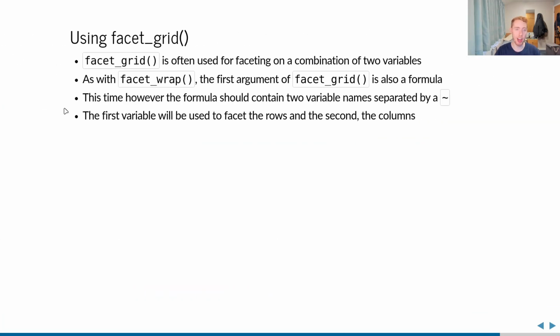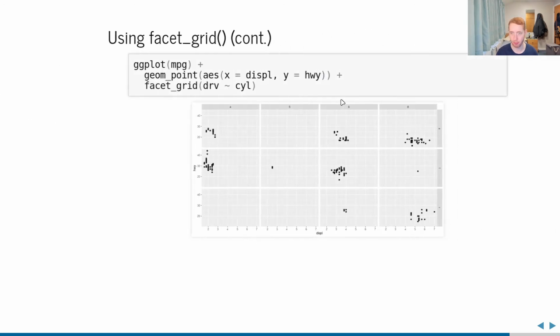Okay, and so the final thing we're going to look at is facet grid. And this allows us to facet with a combination of 2 variables. So facet wrap takes a single variable, whereas facet grid takes 2. It's also in the form of a formula. This time we put variables on the left and right hand side of the formula. The first one will facet by the rows and the second by the columns.